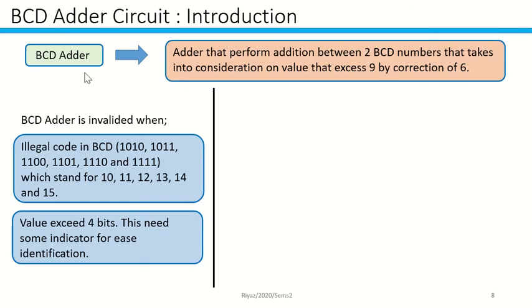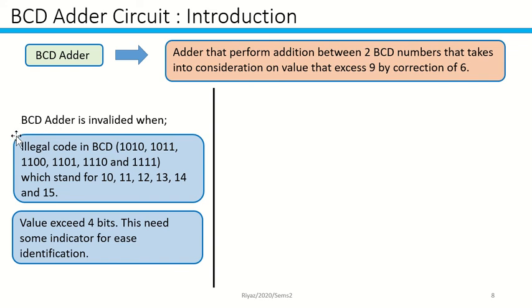So the BCD adder performs addition between two BCD numbers, taking into consideration the value whenever it is in excess of 9, by doing some correction of adding 6. So how are we going to do this? We need to understand why the BCD adder is invalid.